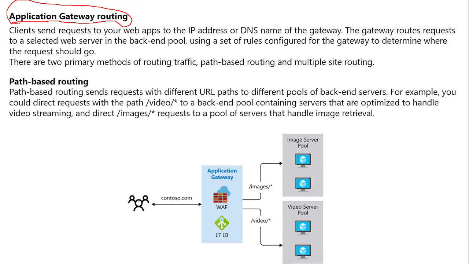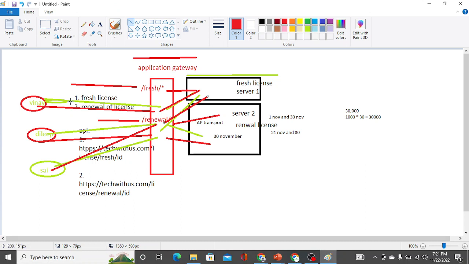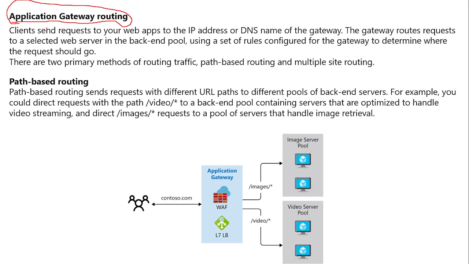Okay. So the client sends a request to your web apps, to the IP address or DNS name of the gateway. Now how are you sending a request? Suppose Vinay is sending the request. Vinay is not sending directly to the server. He is sending the request to the application gateway. It means that Vinay should know the IP address of the application gateway. Then only he can hit that particular application gateway. That is nothing but the same: the client sends a request to your web apps to the IP address or DNS name of the gateway.